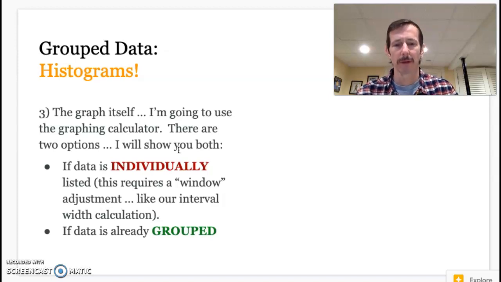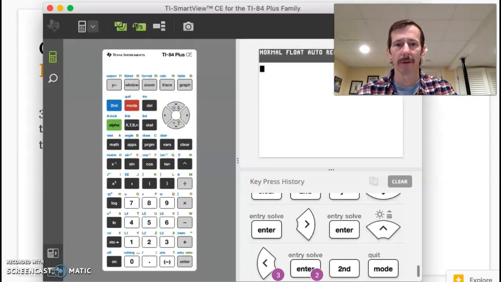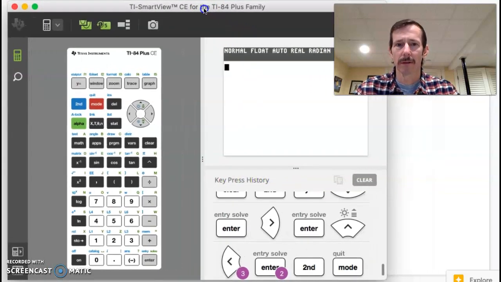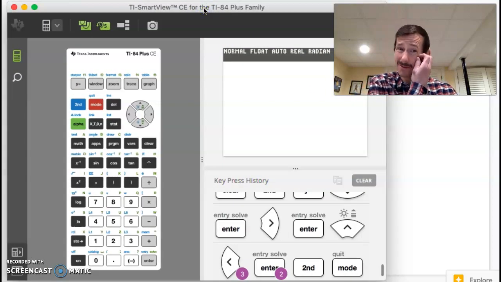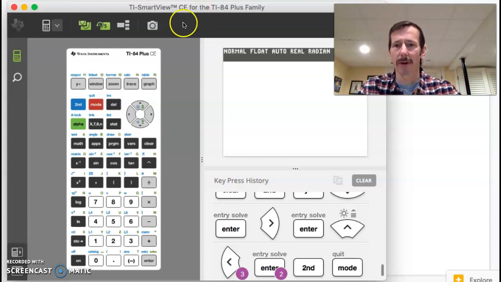I'll show you when I do your graphing calculator. You can enter the data individually, or if it's already grouped, and I'm going to show you both and what happens, the difference between them, and where the difference is. Here is our graphing calculator, and I'm going to scooch it over a little bit. You might want to pause the video a few times because you're going to want to practice this.